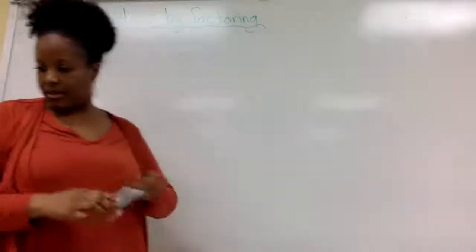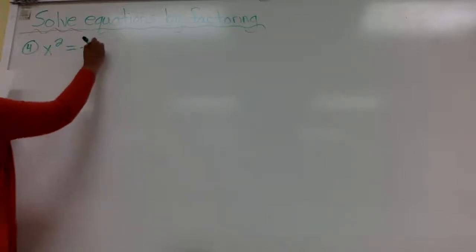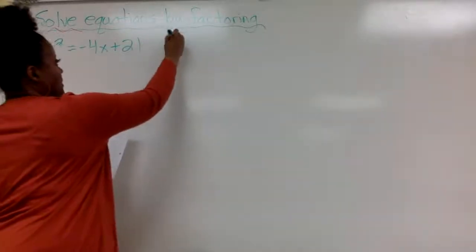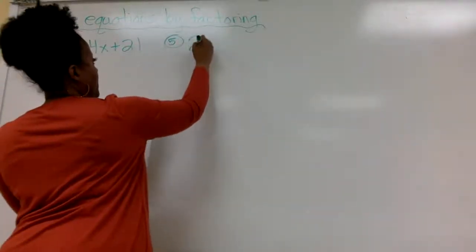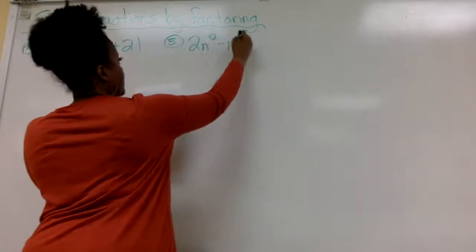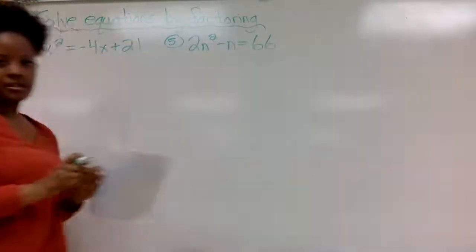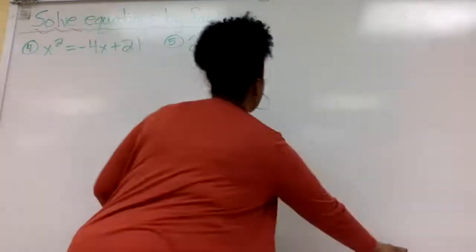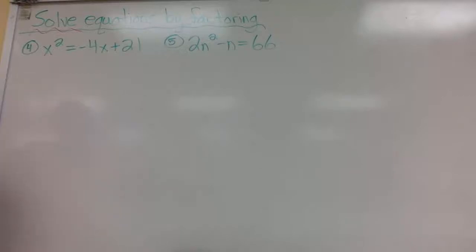All right. So I got 2 more for us. This would be number 4. We're going to do x squared equals negative 4x plus 21. And then the last one, I want to take a look at the 4-step method. Okay. So those are going to be the last two problems that we'll take a look at. Neither one of these are equal to 0, so we definitely want to set up the problem so that they are equal to 0.